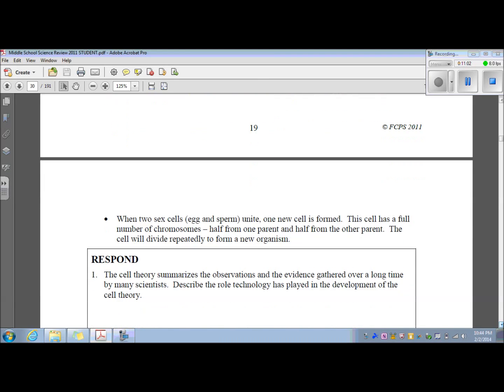When 2 sex cells, the egg and sperm, unite, 1 new cell is formed. This cell has a full number of chromosomes, half from one parent and half from the other parent. The cell will divide repeatedly to form a new organism. This ends the living things are composed of cells section.